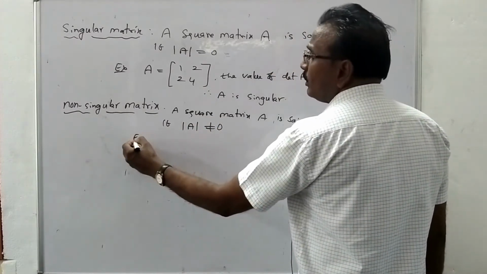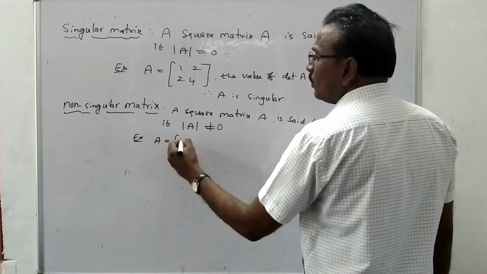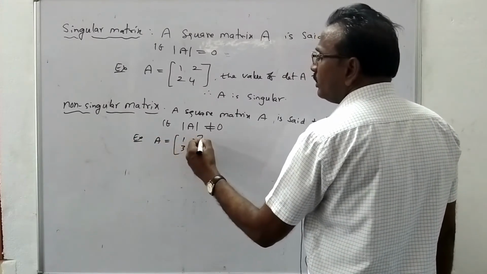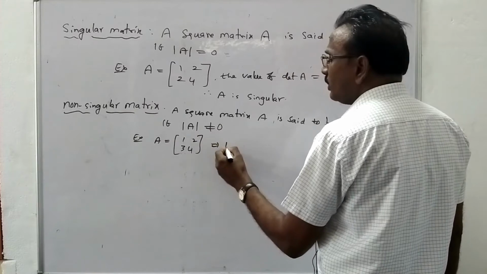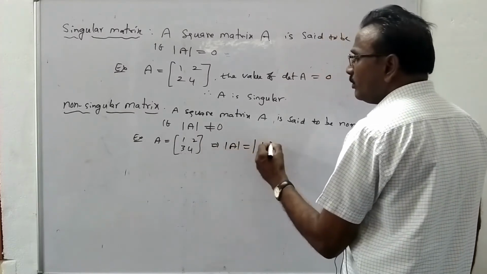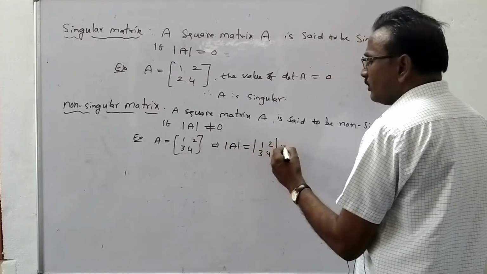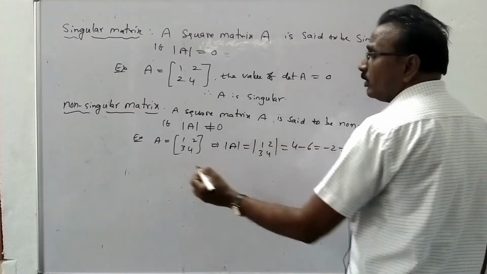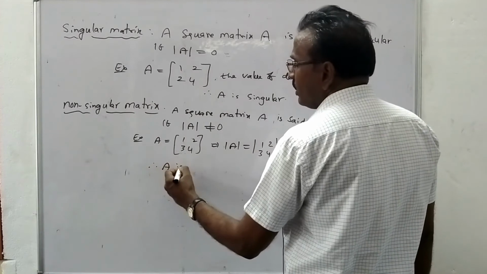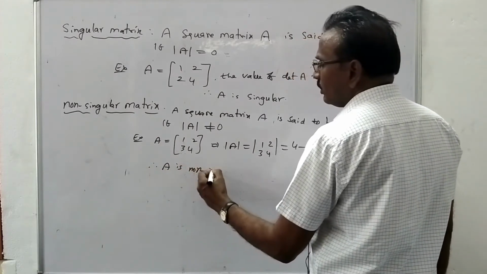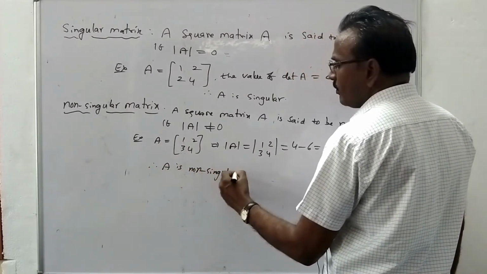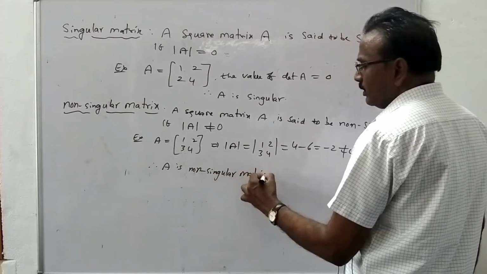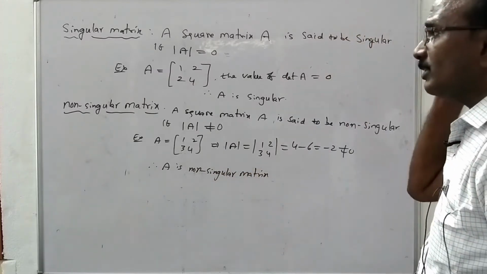So for example, A is equal to [1 2; 3 4]. Here what is the determinant? Determinant of A is equal to determinant of [1 2; 3 4]. So the value is 4 minus 6, which is equal to minus 2, not equal to 0. Therefore A is a non-singular matrix. So this is the definition of singular matrix or non-singular matrix.